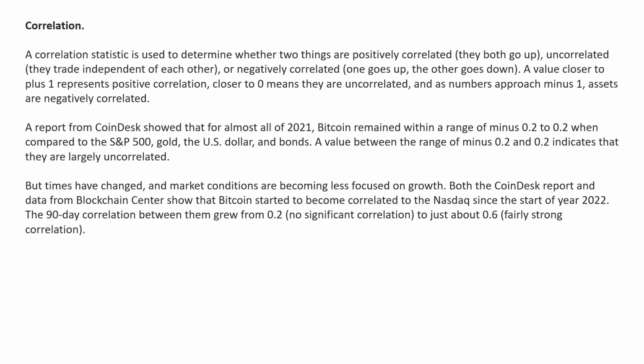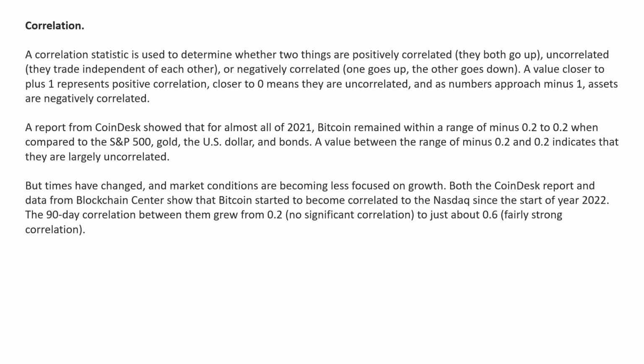A report from CoinDesk showed that for almost all of 2021, now it's 2022, all of 2021, Bitcoin remained within a range of -0.2 to 0.2. That means, as I told you, between 1 and -1, Bitcoin stayed between -0.2 and 0.2 versus the S&P 500, gold, the US dollar and bonds. So it stayed in this ratio against all four. A value between -0.2 and 0.2 indicates that they are largely uncorrelated. But what changed?